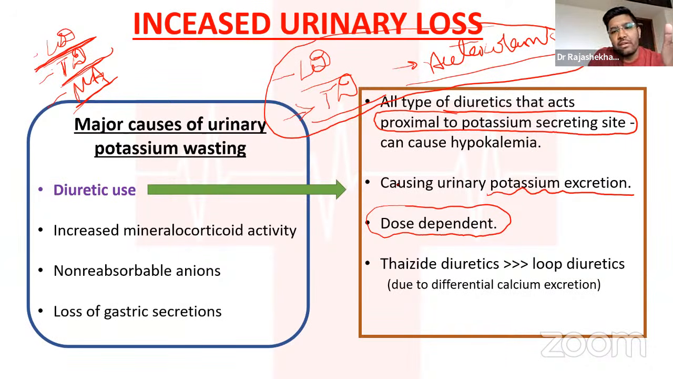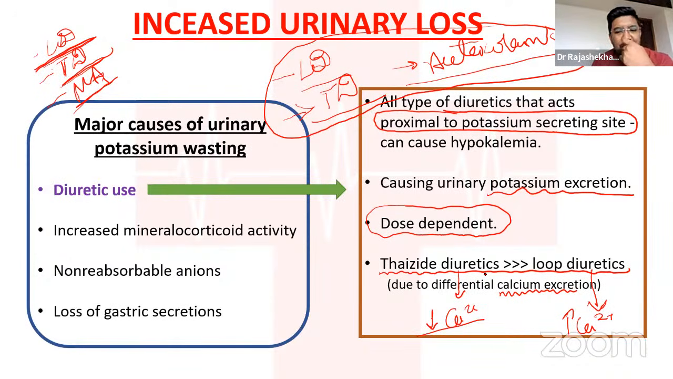So if you compare the thiazide diuretics and loop diuretics, the thiazide diuretics can cause hypokalemia much more commonly than loop diuretics. Even though thiazide diuretics have less natriuretic effect, their kaliuretic effect is much more common than loop diuretics, and this is due to differential calcium excretion. We know that loop diuretics cause increased calcium excretion in the urine, whereas thiazide diuretics cause decreased calcium excretion in the urine. That's why these drugs are used for nephrocalcinosis or in patients with recurrent urinary calcium stones to reduce the calcium excretion.